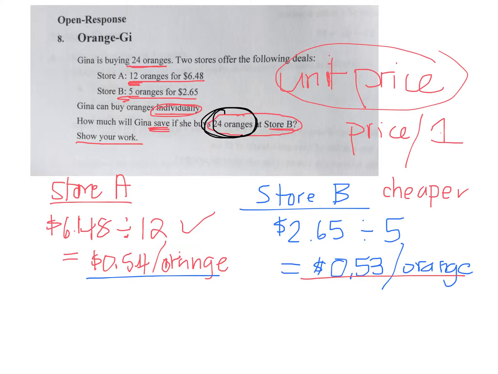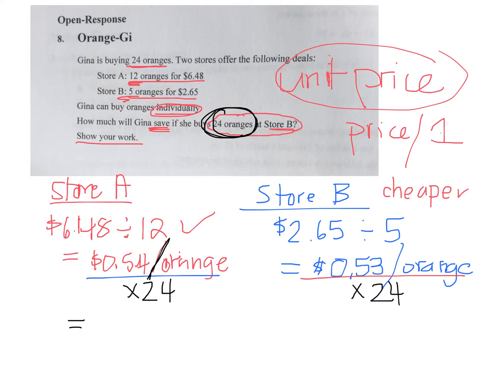So we know the cost for one orange, but we want to know how much she will save if she buys 24 oranges. So what are we going to do to calculate the cost for 24? Okay, so we're going to multiply this cost by 24, and then we're going to multiply the store B cost by 24, because this is the price for one orange. 24 oranges is going to cost more. It's going to get larger. So what's 54 cents times 24?